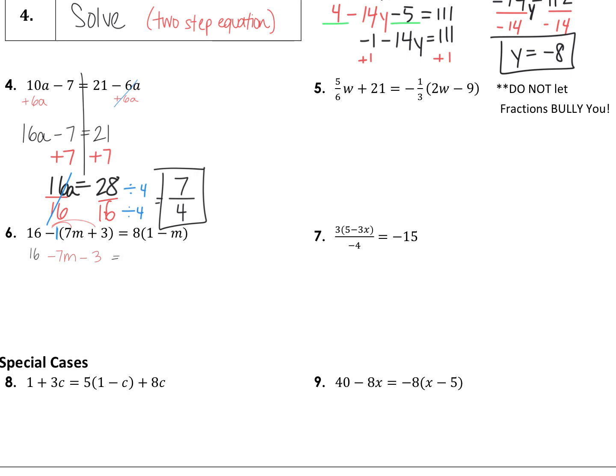Oh, let's go ahead and distribute that one as well, yeah? So 8 minus 8m. Sorry, I did that in red. Okay, we have some like terms, for sure. So combine them on the left side. If you want to do that first, and then I'll move my variables, I'll do it in separate steps. So my like terms here are 16 and negative 3. So 13 minus 7m is equal to 8 minus 8m.